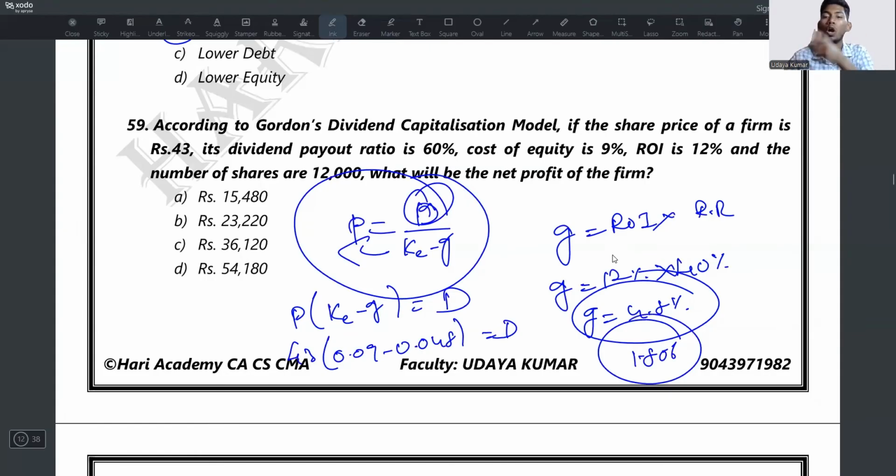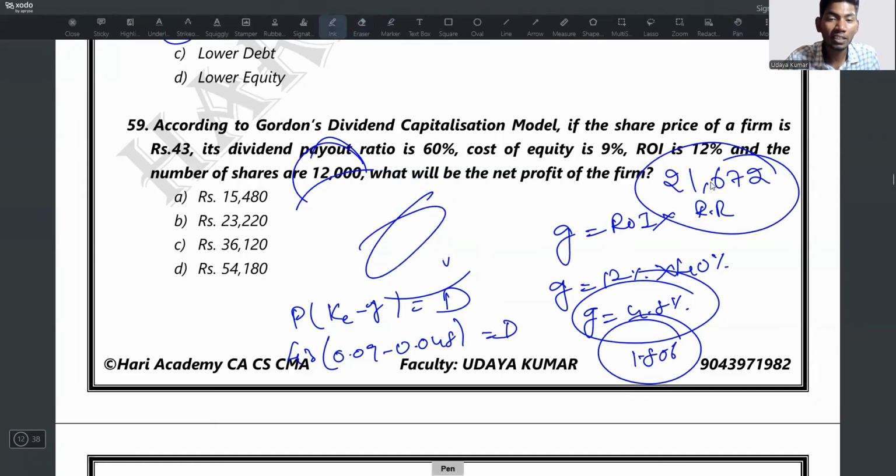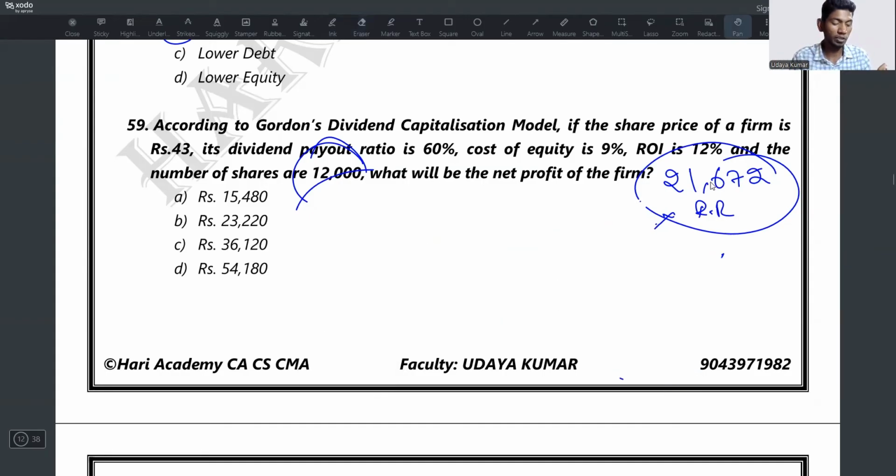If you multiply this 1.806 with the number of shares, 12,000, you will get the total dividend value, which is 21,672. Please kindly use your calculator while solving the problems. Now you can easily find the net profit. The total dividend paid is 21,672, which is 60% of the total earnings, right? What they have said is that 60% of the total earnings is distributed as dividend. So if 60% of the earnings is 21,672, then what about 100%? You have to do 21,672 divided by 60%.